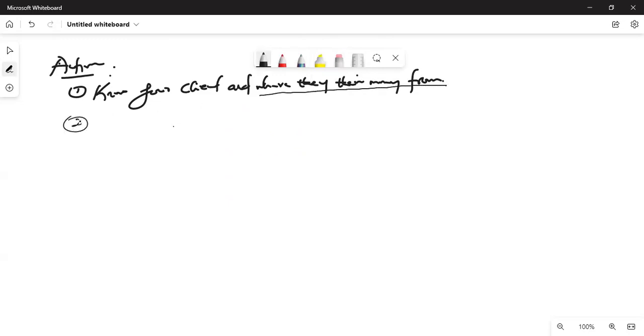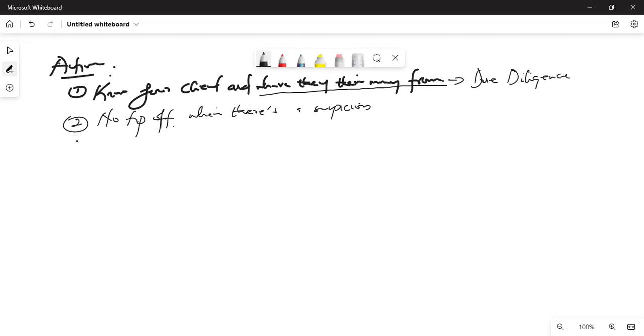Number two, we talk about not tipping off the client when you suspect something. So no tip off when there is a suspicion. Well, when we talk about knowing your client, what we are basically saying is do due diligence. Remember the Chelsea issue? They said that due diligence should have been done on Abramovich to know that he was part of the Kremlin. So you have knowing your clients and where they source their money from. Number two is not tipping off the client when there is a suspicion.